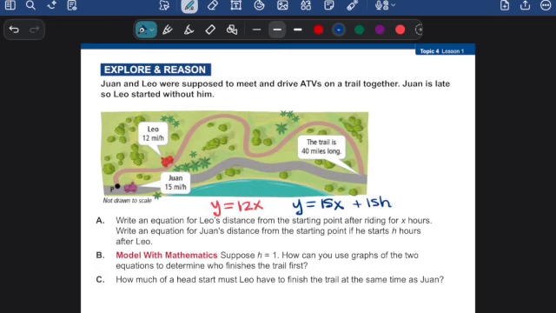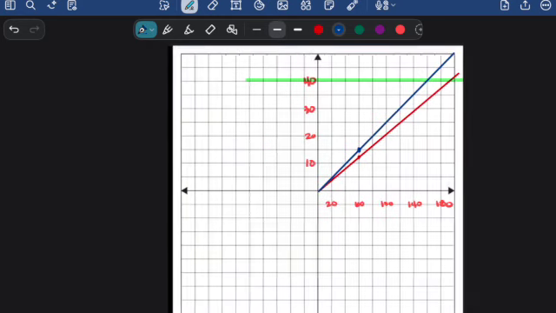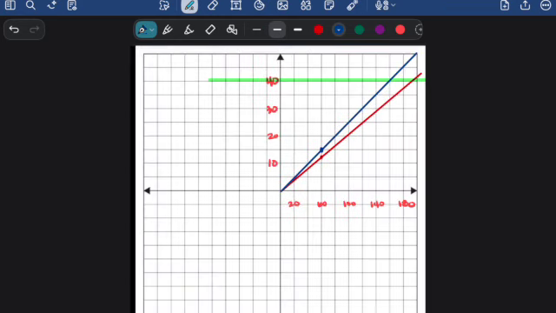Part B asks us to use two graphs to determine who finishes the trail first after 1 hour. Okay, so I did it on another screen, and you can see how I set up the scale. On the x-axis, this was our time, and I used minutes, with each square representing 20 minutes. So here's our 1 hour mark. And on the y-axis measuring distance, I counted every 5 miles. So yep, including 40, the finish line.